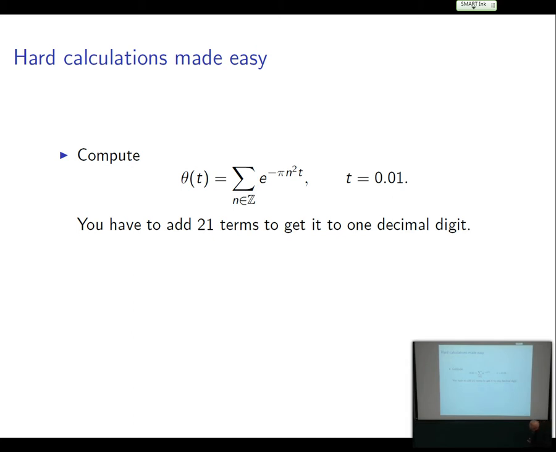It's very simple to see that, to get it to 1 decimal digit, you have to add 21 terms. If you don't have any technology, just computers at hand for summation, you have to add 21. But if you want it to maybe 5 decimal digits, then you have to add many, many terms, and that quickly becomes intractable even for computers without some smart idea behind it.